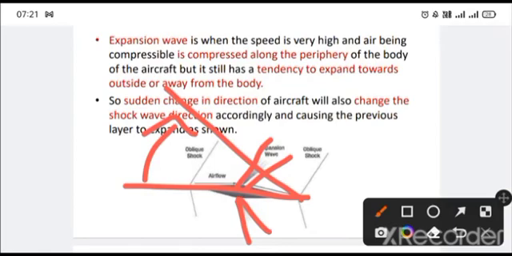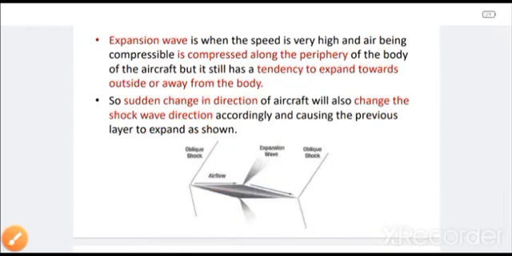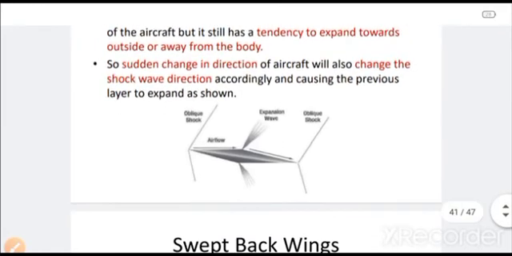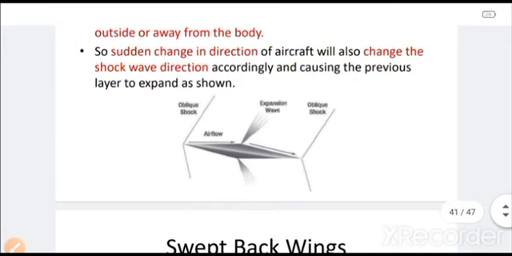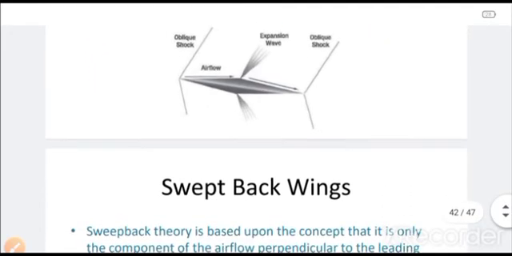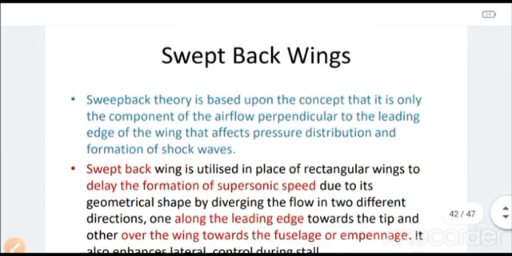So at that time the sudden change of direction will cause the sudden expansion of those compressed molecules of air, which were previously flowing over the wing surface, to now change and expand and go away from the surface of the aerofoil. Okay, and that type of wave is called an expansion wave, where the air expands from its compressed state.